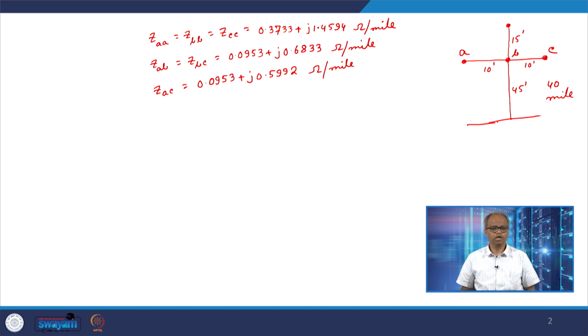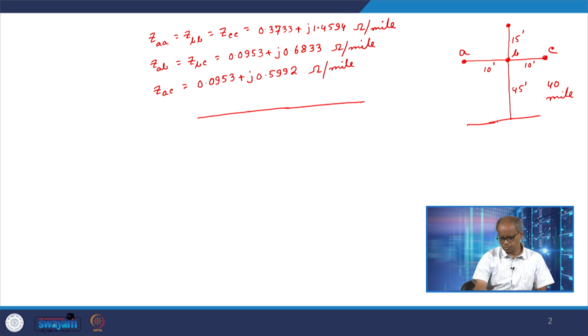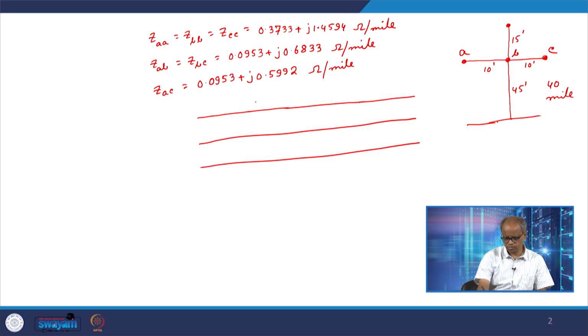So please do refer to that example in case you do not remember these values. Now, in that example, the line was of length 40 mile, and there was no transposition. Phase A was simply going like this, phase B like this, phase C like this. This was position 1, position 2, position 3. So we did not consider any kind of transposed line.